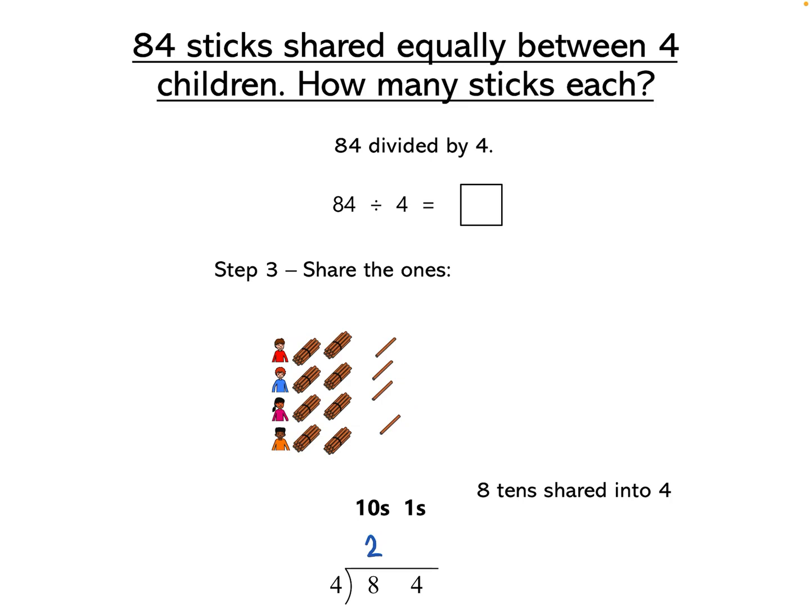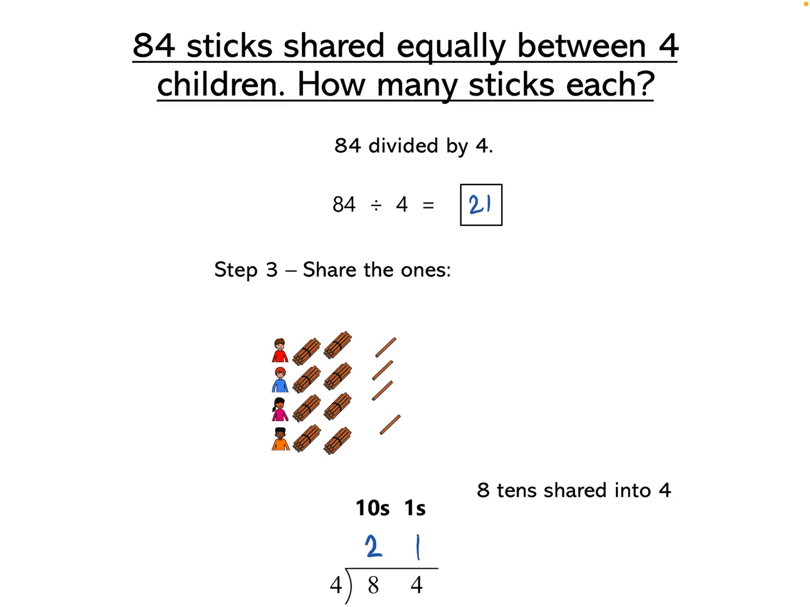And what does that look like down the bottom? That's 4 ones shared between 4 is of course 1. And that's what it looks like. So we can say that 8 tens and 4 ones divided by 4 equals 2 tens and 1 one. Also known as 21. 84 divided by 4 equals 21.